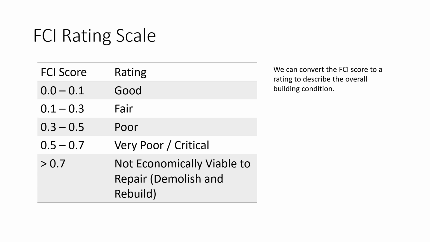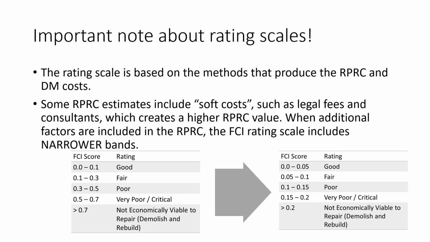Once an asset has an FCI of greater than 0.7, it is described as not economically viable to repair, and it's more economical to demolish the building and rebuild it than to maintain it further. Now, an important note about the rating scales. In the previous lesson on real property replacement costs, we noticed that there are several ways to compute an RPRC. It is important that your FCI rating scale is consistent with your RPRC methodology.